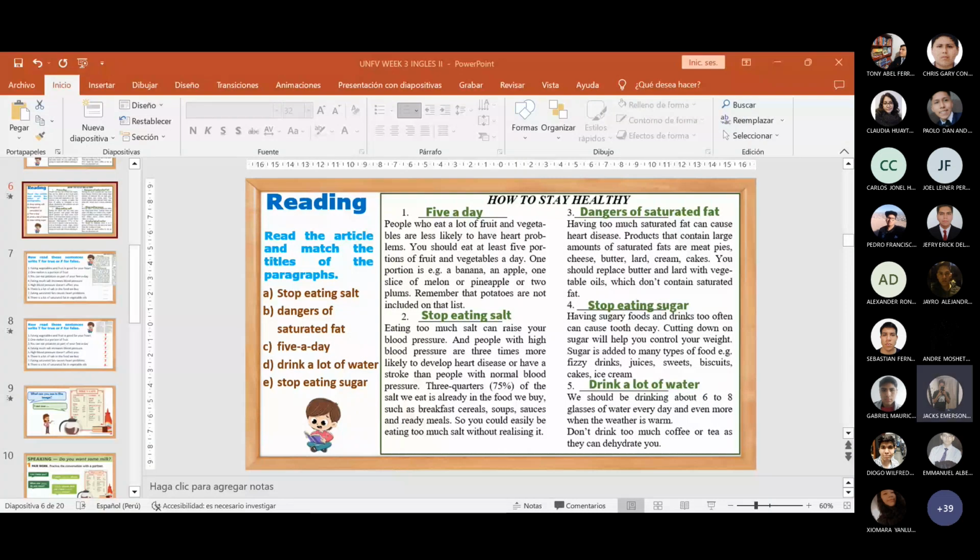False. Okay, no problem. Do you remember that the reading mentions you should eat at least 5 portions of fruit and vegetables a day? True or false?